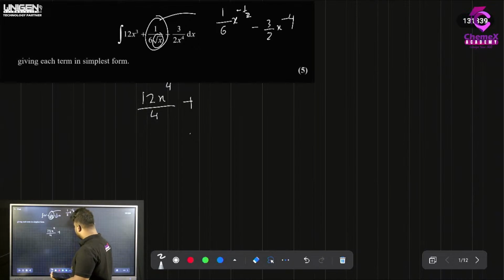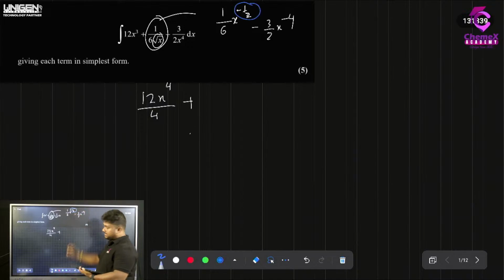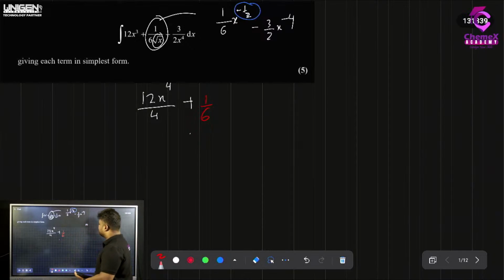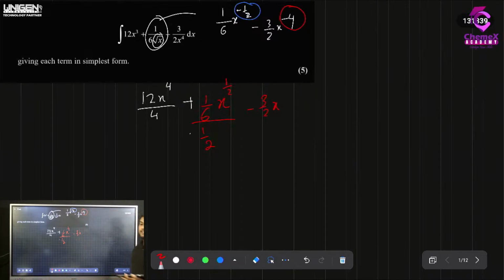So if you integrate this, what happens? Minus half plus 1 is how much? What's minus half plus 1? Minus half plus 1 is positive half, right? Divided by half. Minus 3 over 2 x to the power minus 4 plus 1, minus 3, divided by 3, plus c.